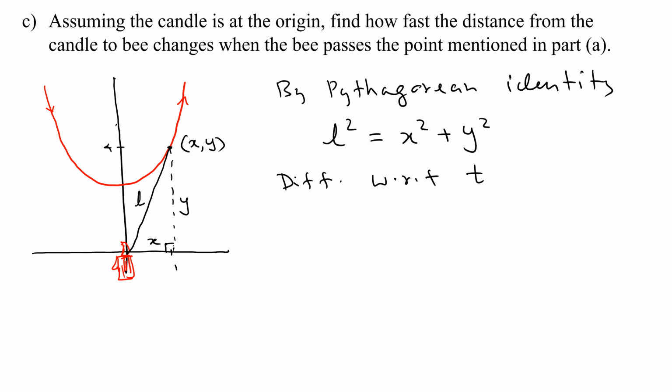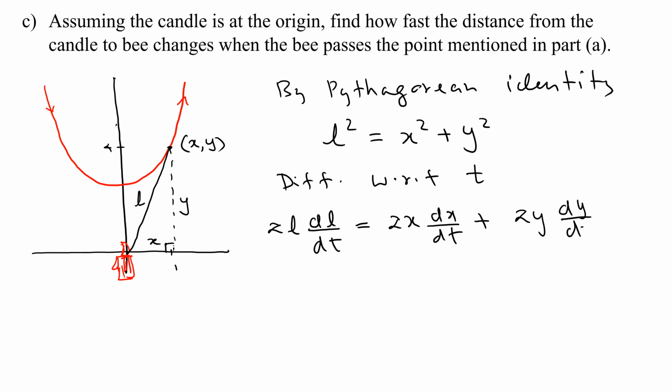From the first term you will get 2L dL over dt. Second term you get 2x dx over dt. The third term you get 2y dy over dt. So you can cancel the 2 and then solve for dL over dt. That's what we are looking for. If you solve for that, you're going to get dL over dt, which is equal to... this is a very common problem. We have done many problems like that.